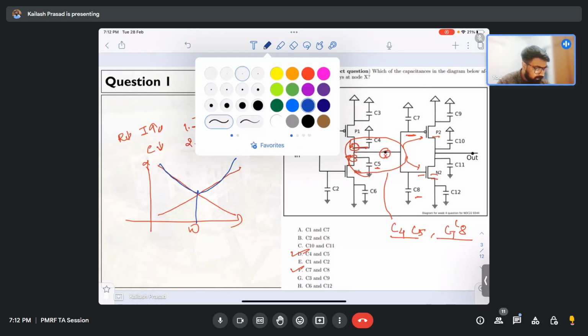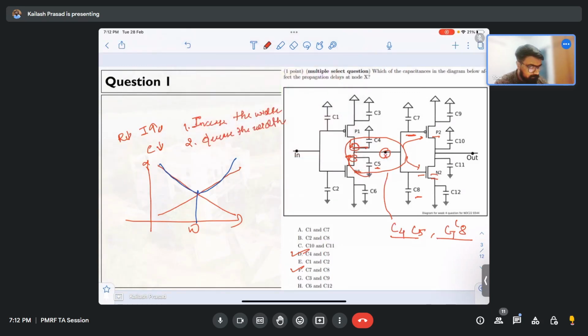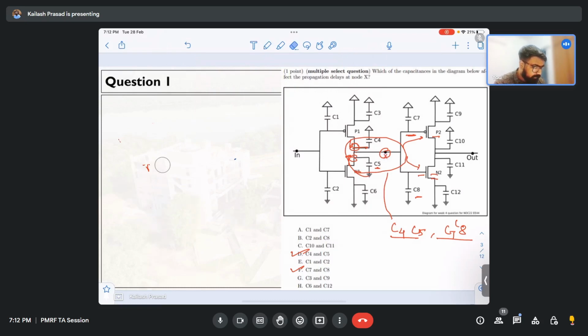As of now, in the classes, I guess we have not discussed power. I think in one of the lectures, the power will be discussed, and we observe that if you increase the capacitance, the power increases. If you decrease the capacitance, the power decreases. Similarly, if you increase the capacitance, delay increases. If you reduce the capacitance, the delay decreases.